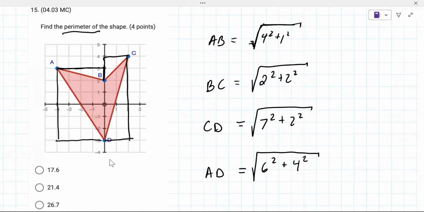15 for AB. Two squares. A square root of 15. A square root of 3. A, B.